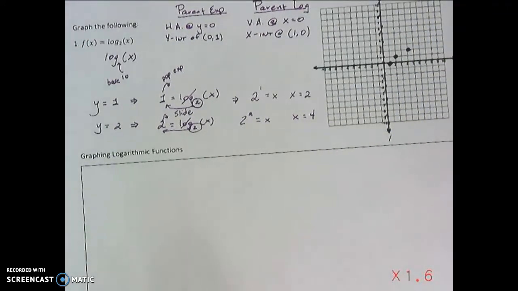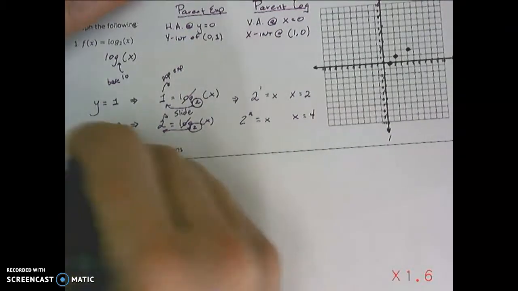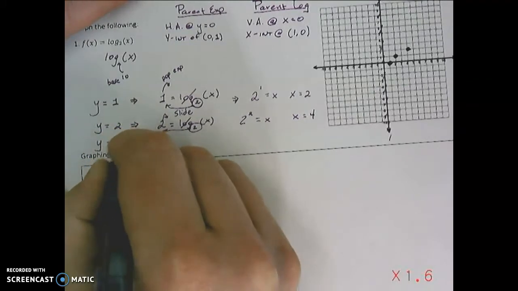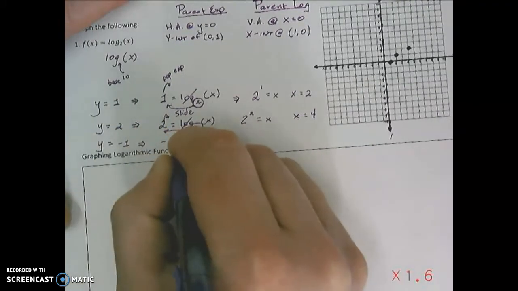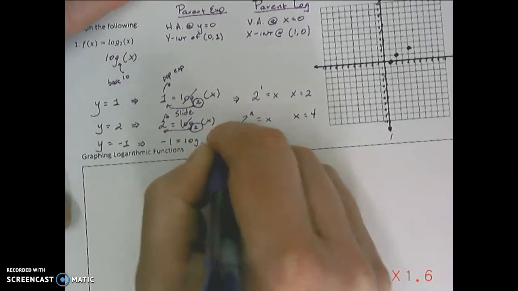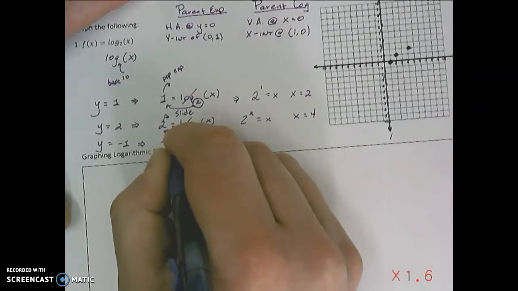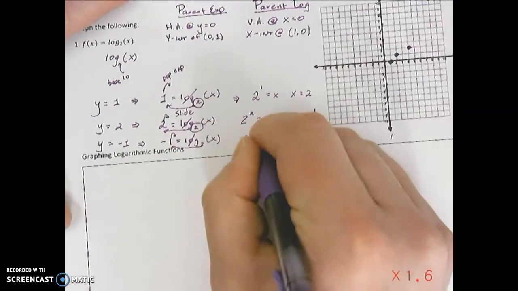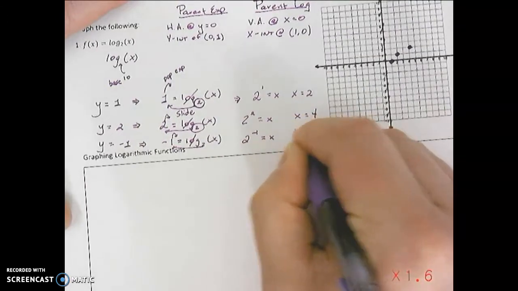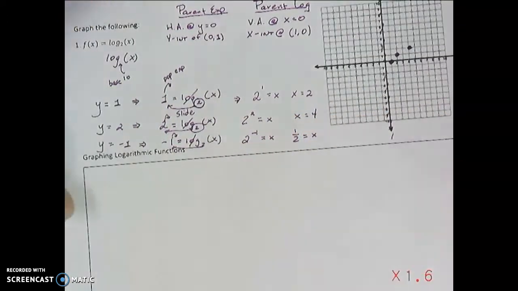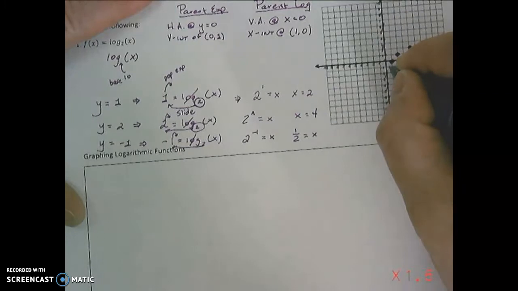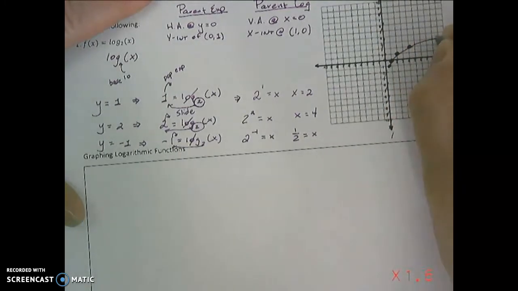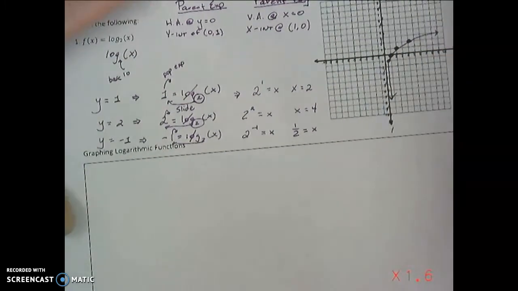Let's do one in reverse here, a y of -1. So -1 equals log base 2 of x. We slide the base, we pop the number, we drop the log, and we get 2 to the negative first equals x, or 1/2 equals x, meaning we have the point (1/2, -1) on our graph, and there is our logarithmic function.